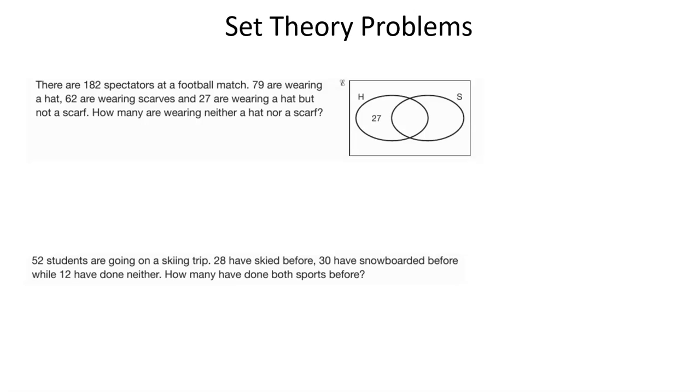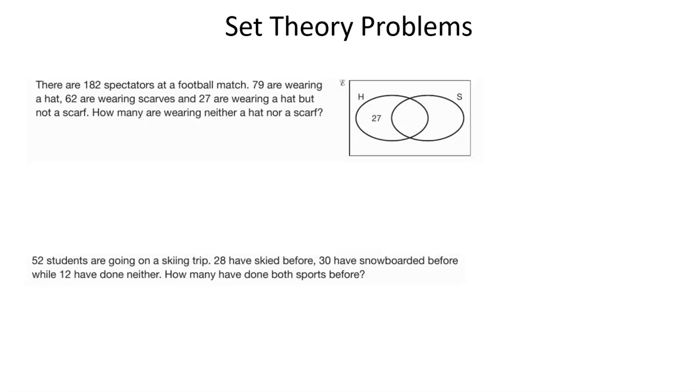So let's have a look. There are 182 spectators of a football match. So I think that's going to be the universal set, although it's implied, not stated clearly. 79 are wearing a hat. 62 are wearing scarves. And 27 are wearing a hat but not a scarf. How many are wearing neither a hat nor a scarf?